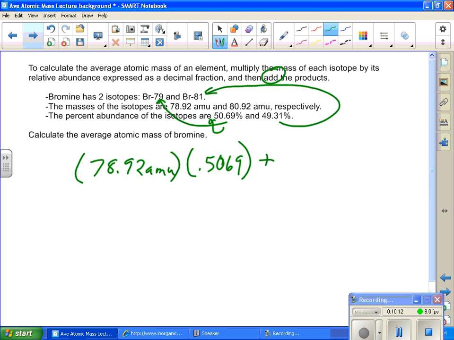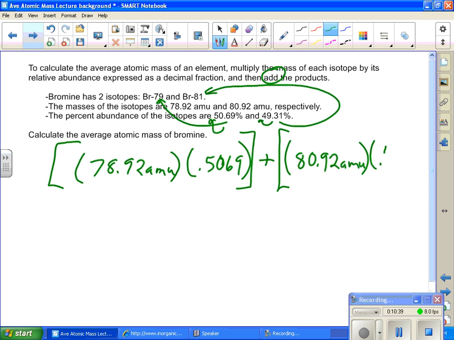Then we're going to add the products. We need to add to that. So let's put this in brackets. We're going to add to that the product of the mass, 80.92 AMU, times its abundance as a decimal fraction. We're moving the decimal point over 2 places. So 0.4931. And close that bracket. And then we're just going to solve this, and our answer will be the average atomic mass.